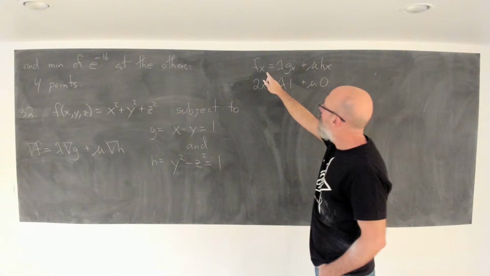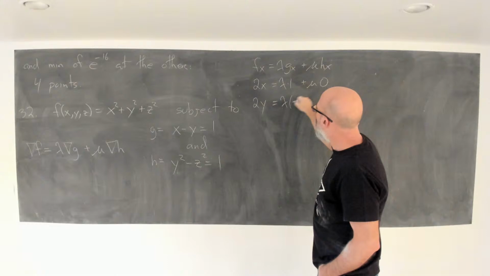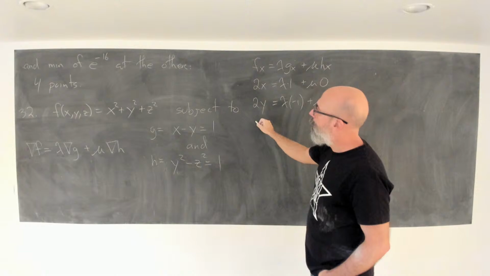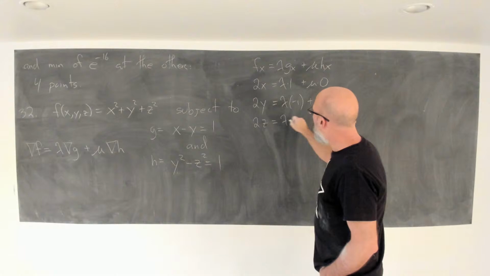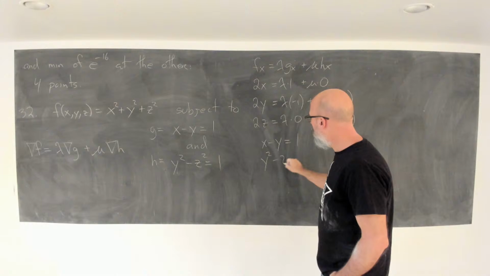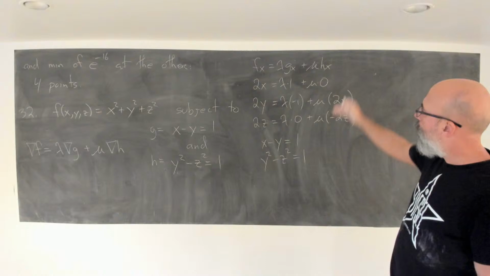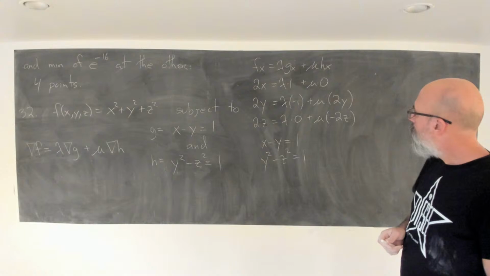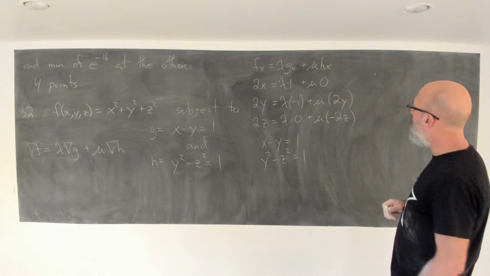And similarly, the derivative with respect to y, and finally, the derivative with respect to z, lambda times 0 plus mu times minus 2z, and coupled with these two equations again. So you see what's going on, right? Five equations, five unknowns, whatever you want to do. Solve it as you wish. It's really up to you.